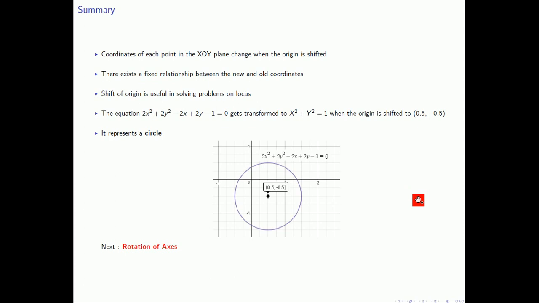Now, in the next video, we will try to cover the rotation of axis.